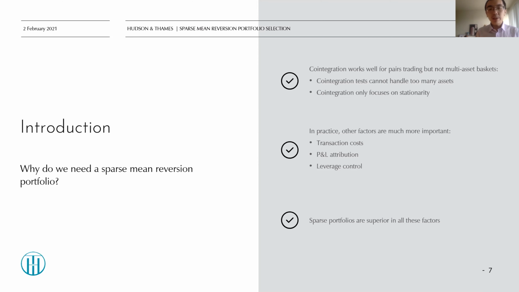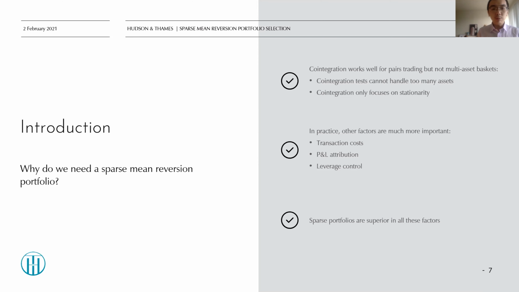And the co-integration test only focuses on stationarity. It doesn't really care about the volatility of the co-integrated spreads or other issues. For example, you really cannot take into account the transaction costs or the leverage you're using just by doing a co-integration test. So here we need some other methods to control these issues.